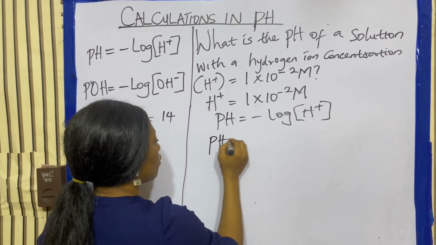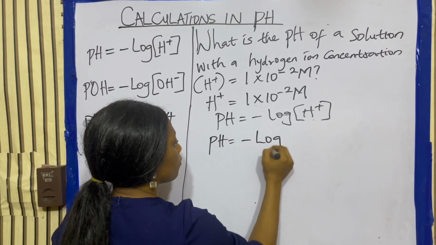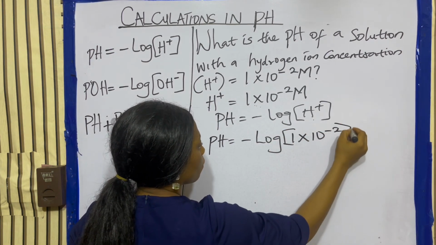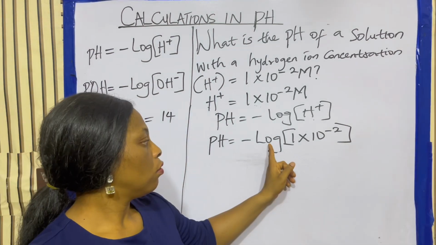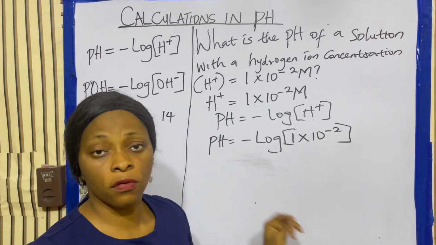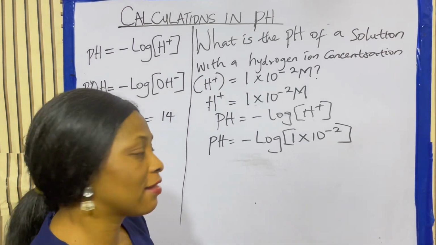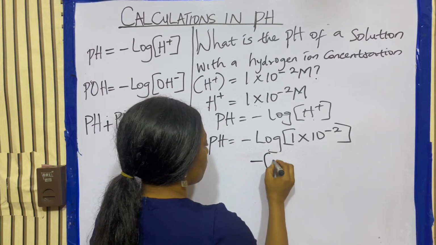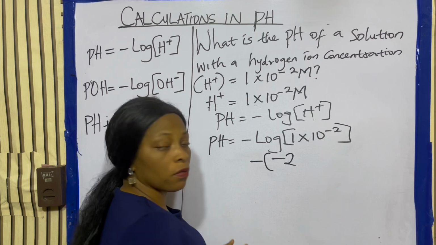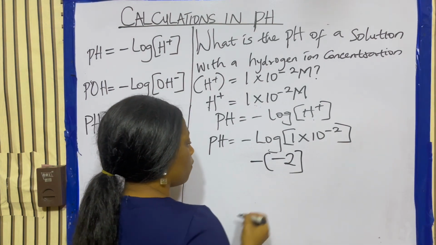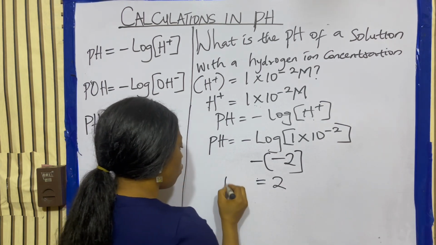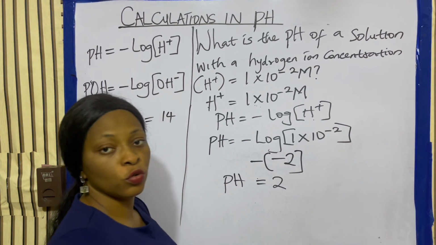So pH is equal to minus log 1 times 10 raised to power minus 2. Are we together? You must put your calculator in log 10 and press 1 times 10 raised to power minus 2. When you have done that, it will give you minus 2. So minus minus will give us plus 2. So our pH is equal to 2.